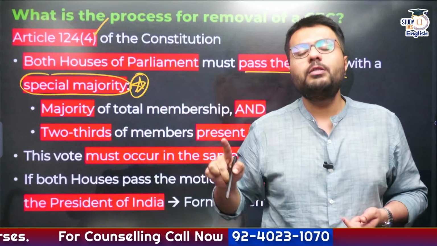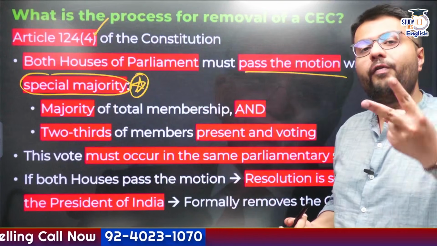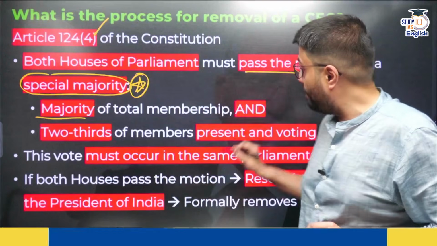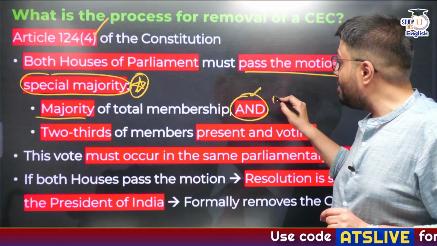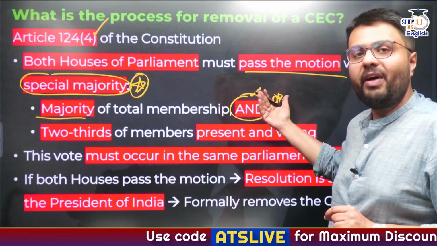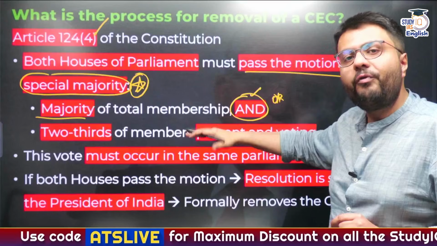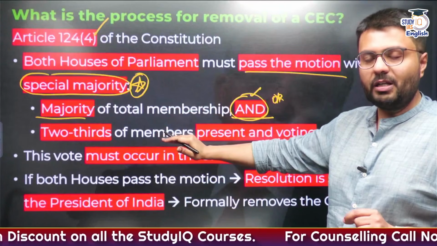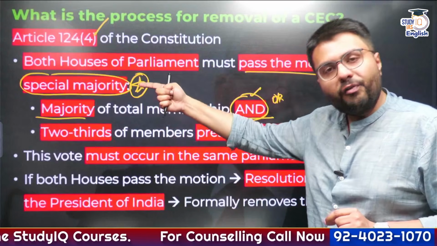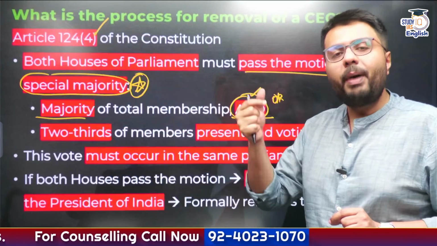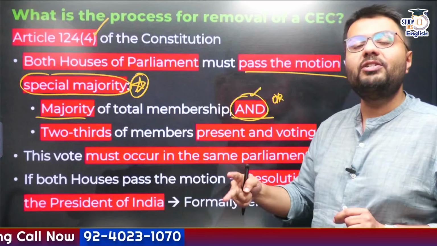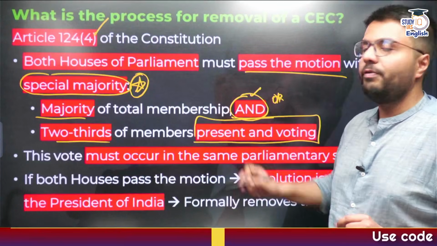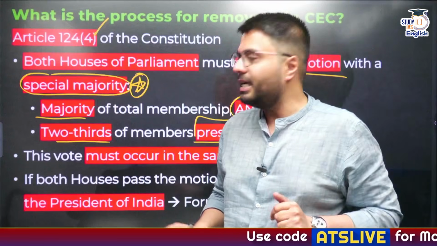Now, to pass this motion by special majority, you need to fulfill two conditions simultaneously. First is the majority of total membership, and the word here is 'and'. Please remember, it is not 'or'. If it had been 'or', we would have to fulfill one of these two conditions. Since it is 'and', we have to fulfill both of these conditions simultaneously. Let me say again, the first condition is that you need to pass this by majority of total membership, and the second condition is that 2/3 of members present and voting should vote for it. Okay, so let me give you a hypothetical scenario.